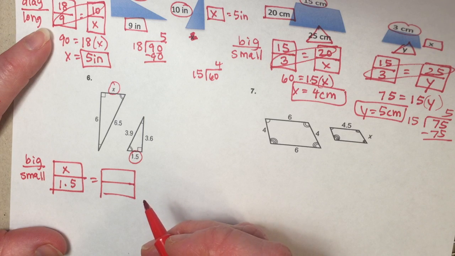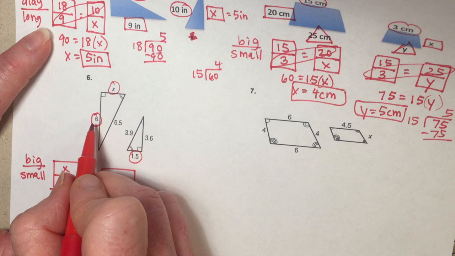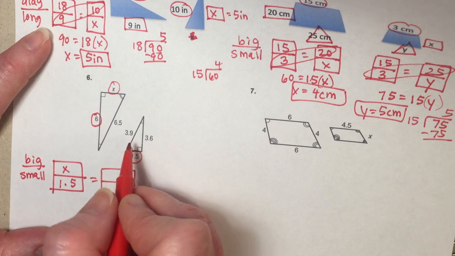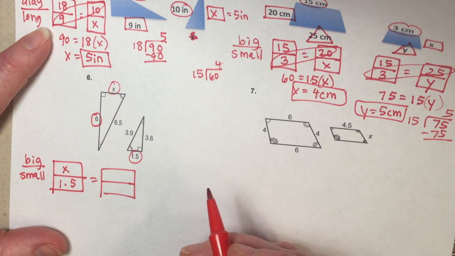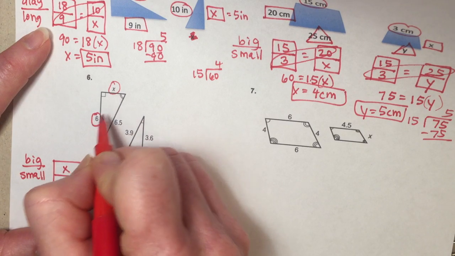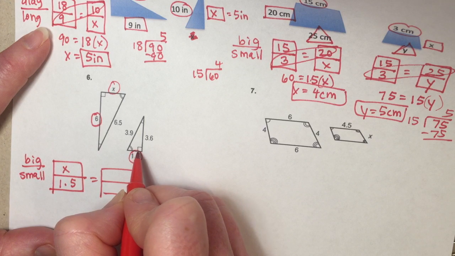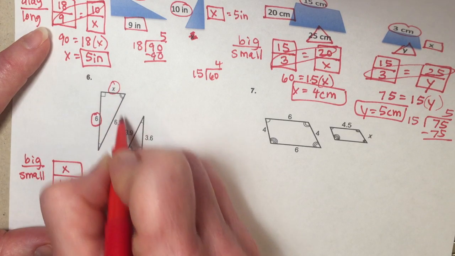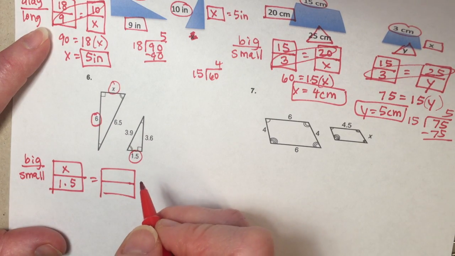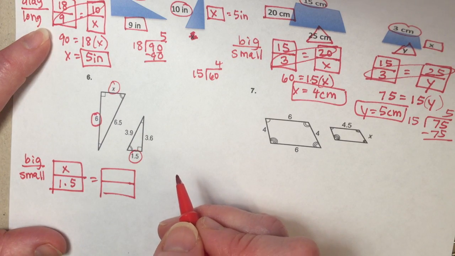So I could do this side. If this side, I need to figure out what it corresponds to in this triangle here. And I have these two choices. So to know for sure, I can look at the angle it's across from. So this side is across from this angle that has the two little arches here. So if I look at this triangle here, I want the side across from the two little arches, because I know that these arches mean that these angles are the same. And so the sides across from congruent angles are the corresponding ones.